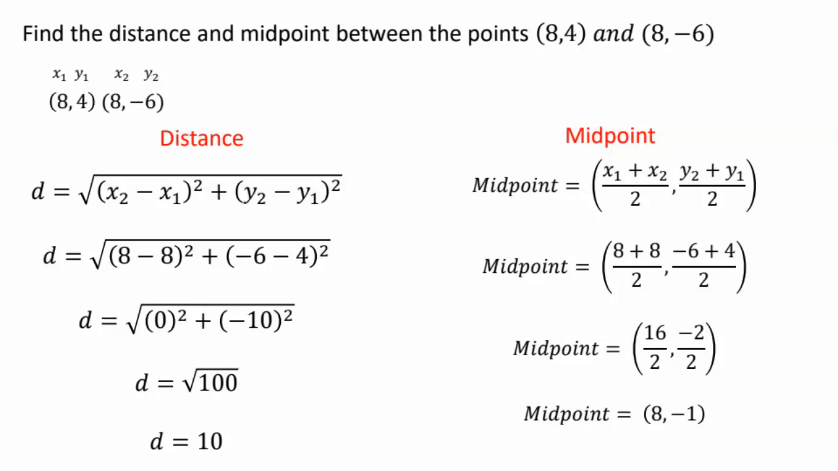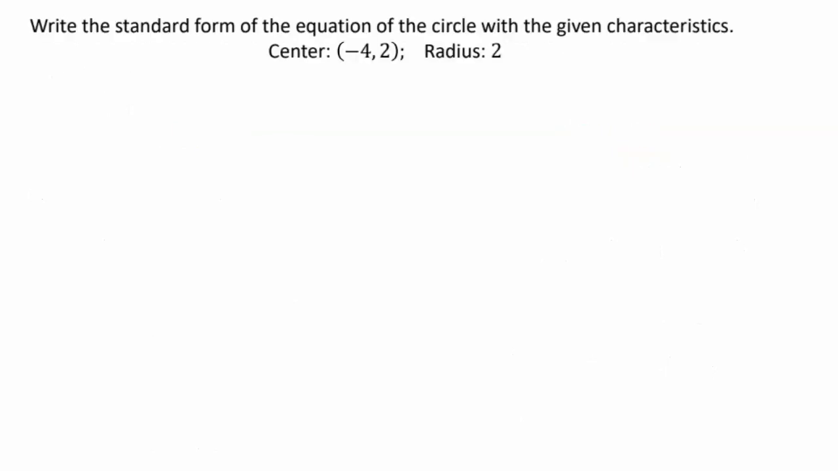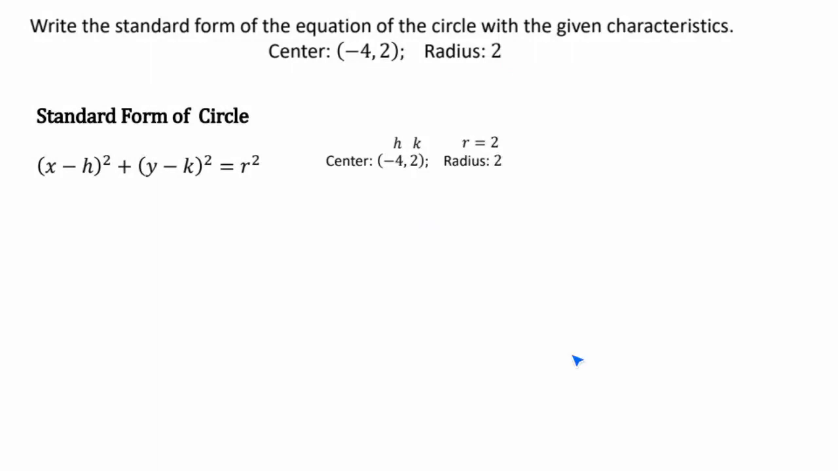Okay, so let's look at some more examples. Okay, so let's go to the next slide. So one of the examples that you might be asked is to write the standard form of the equation of a circle. And so here they give us the center, and then they give us the radius. And so what we want to recall for any problem that you're working is if you have a formula, then what you want to do is go ahead and write out the formula so that you have it right next to you. So here our formula is x minus h squared plus y minus k squared equals r squared.